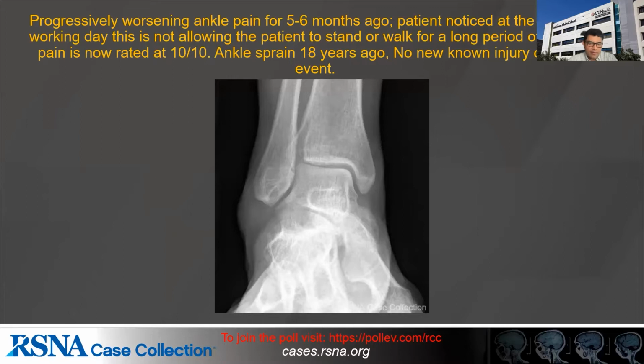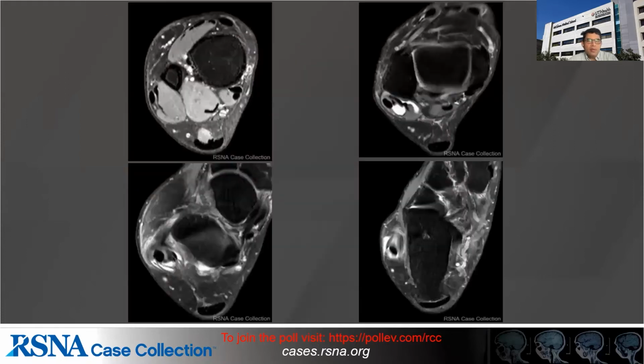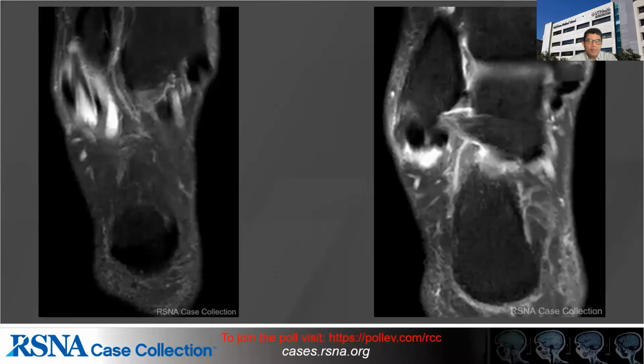Let's start with the radiograph. Here's the radiograph, presenting radiograph. Worsening ankle pain. We go to the next slide, please. We got a couple of axial images for you. And I want you to think about what could be causing this patient's ankle pain. And I'll give you another second to look at it. And move on to the next slide, please.